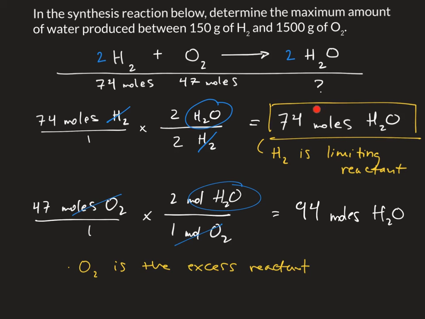That's the most amount of water we can make. And because this reaction is dependent on our hydrogen, hydrogen limits the amount of water we can make. And so therefore, hydrogen is our limiting reactant. Whereas oxygen, we have plenty of oxygen left over.